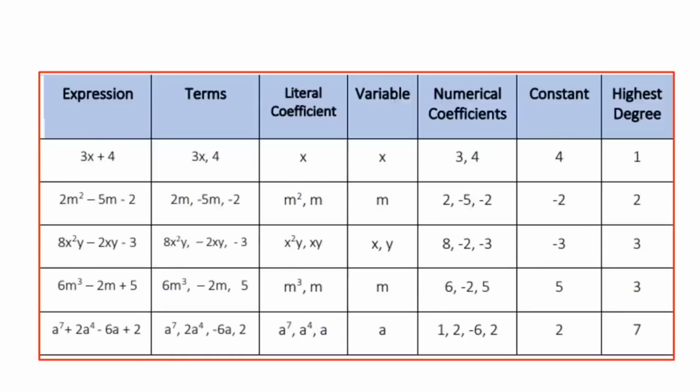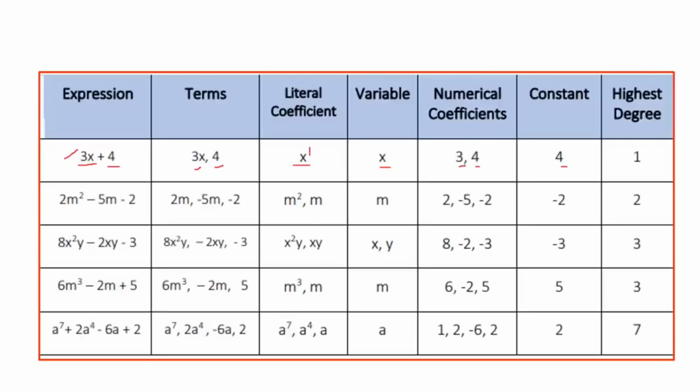Here is a table with examples. For the first example, we have the expression 3x plus 4. The terms there are 3x and 4, so it has two terms. Next, the literal coefficient is x. We only have x as the literal coefficient. The variable is x again. The numerical coefficients are 3 and 4, while the constant is 4. The highest degree is 1, since the exponent of our literal coefficient here is 1.